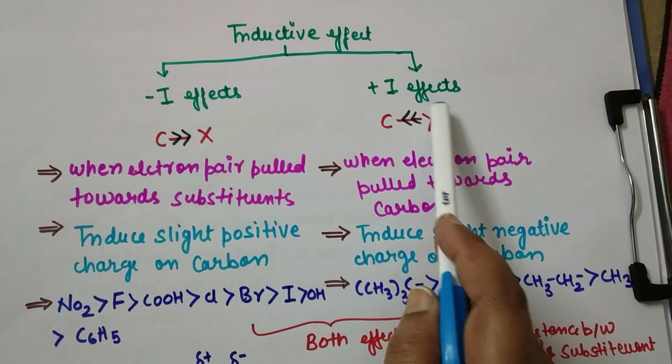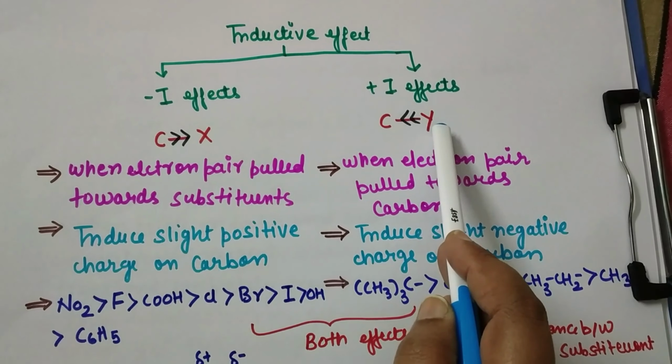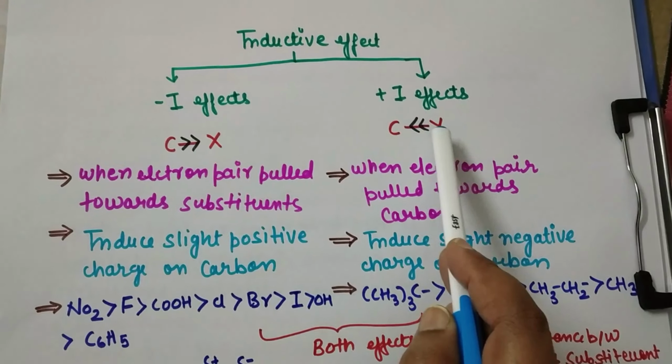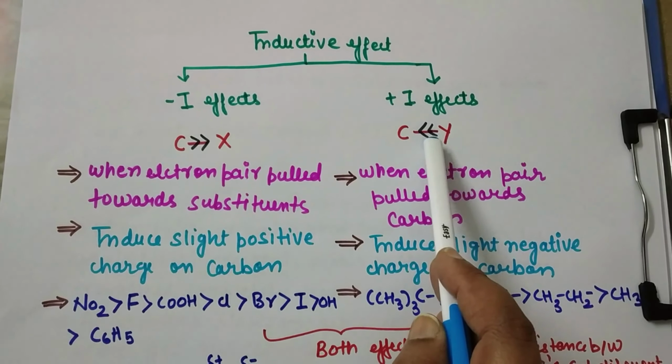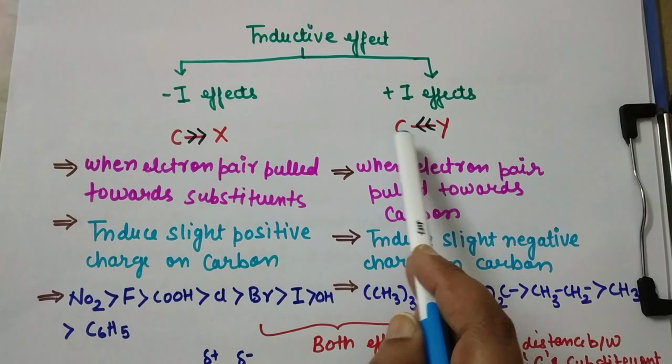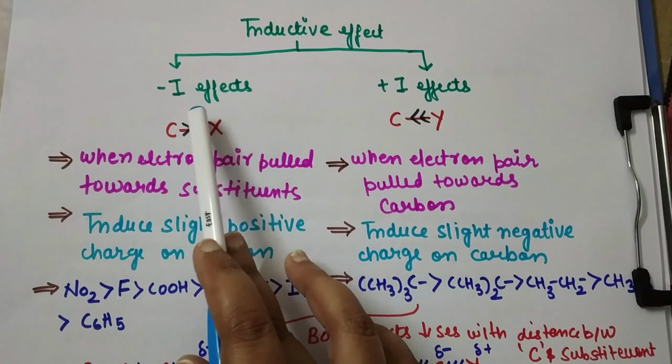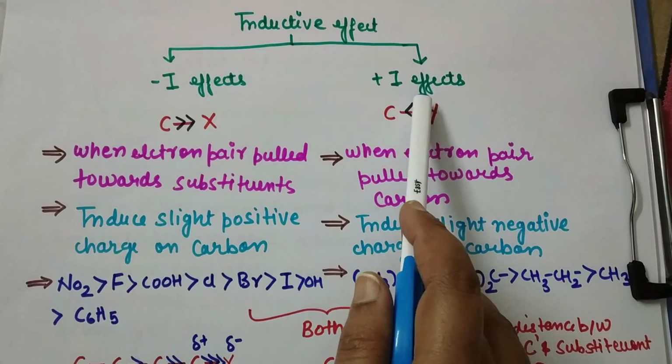In case of plus I effect, the carbon is bonded with the low electronegative atom. So because of that, the electron density will move towards the carbon. So here you can see the comparison between minus I effect and plus I effect.